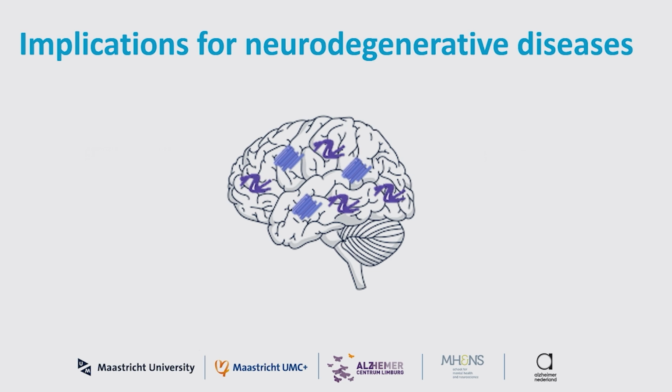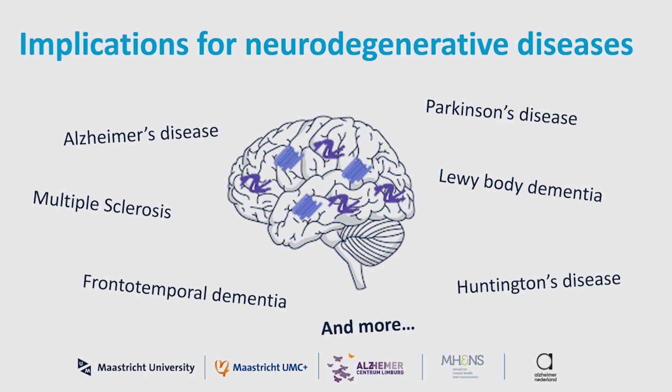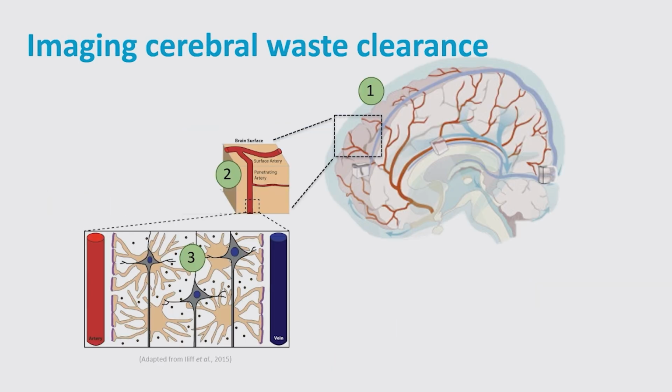But this doesn't only happen in Alzheimer's disease. There are many proteinopathies that cause this aggregation of waste products that then lead to the disease. And many of these diseases are being investigated here at OHBM. So it might be very interesting to you to additionally acquire information on this waste clearance next to the cognitive or behavioral data that you are acquiring.